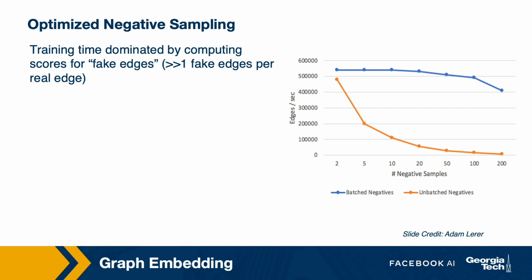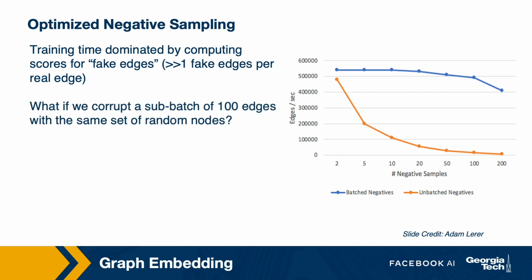So recall in the previous section that we talked about sampling negative nodes to construct fake edges. So the training time is dominated by computing the scores for fake edges. So how can we speed that up? What if we cropped a sub-batch of 100 edges with the same set of random nodes? In other words, when you do batch training, you use the same set of 100 edges without redoing the sampling. This obviously reduces random access memory bandwidth by 100x.